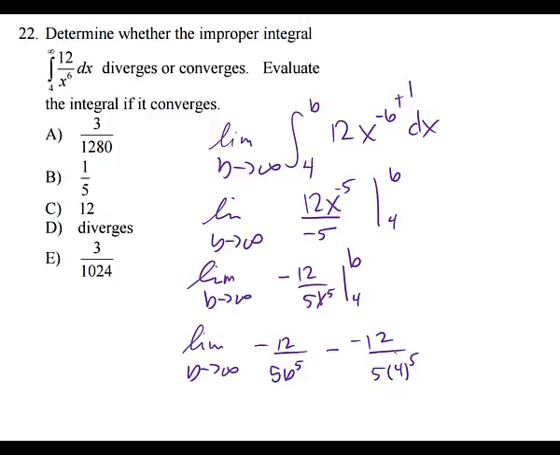Alright, let's think about what happens now. When I put infinity into here, I get a negative 12 over a giant number. What is that going to equal? 0. So isn't it just whatever this back term turns out to be? I wrote down that it was the A answer.